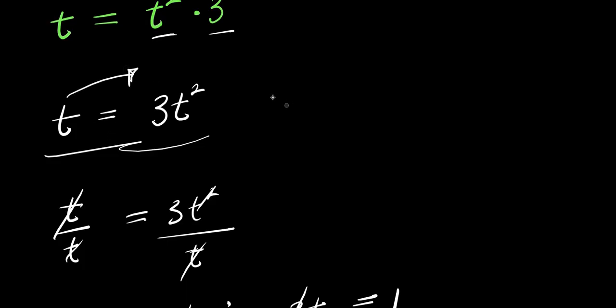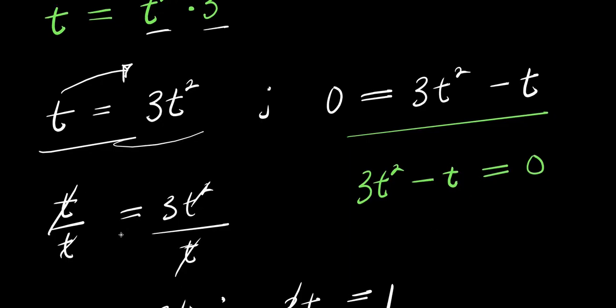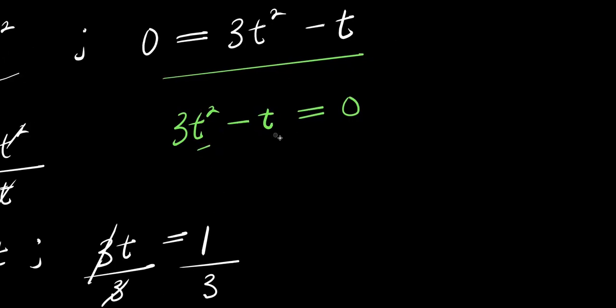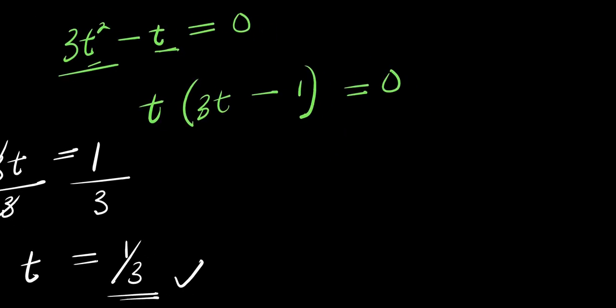I'll move t over here. So this will be 0 equals 3t squared minus t. I can rearrange this by having 3t squared minus t equals 0. So I can factor out t because I have it here and there. So I have t times this divided by t, I have 3t, minus this divided by t, I have 1. And this equals 0. So from here, I can have t equals 0. I also have 3t minus 1 equals 0.